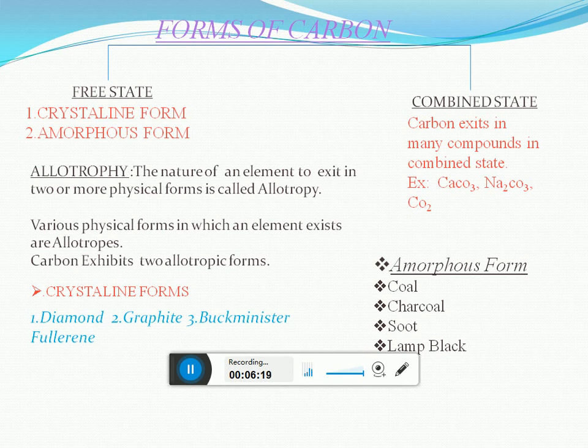Let us discuss all the crystalline forms, because in this syllabus only crystalline forms are there. We will discuss one by one in detail. Diamond, graphite, Buckminster fullerene, we discuss all these things. What are the differences between the diamond and graphite and Buckminster fullerene?